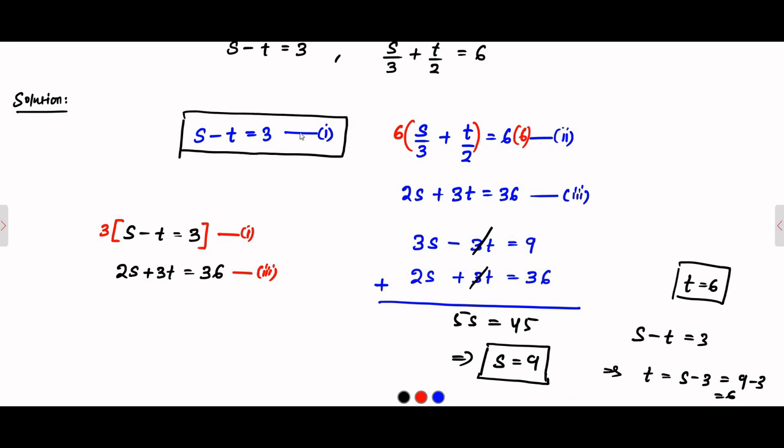s minus t is equal to 3. We already have the value of s. Simply we put the value and got the result. No coefficients, no fraction, nothing. Simple, we got this. We picked this equation, we put the value, we got the result.